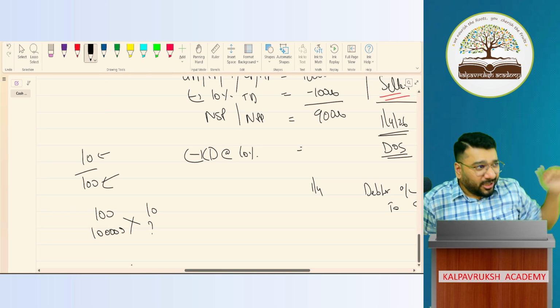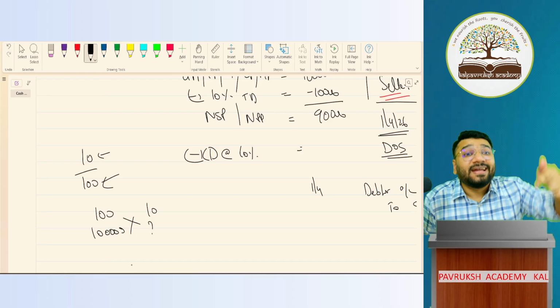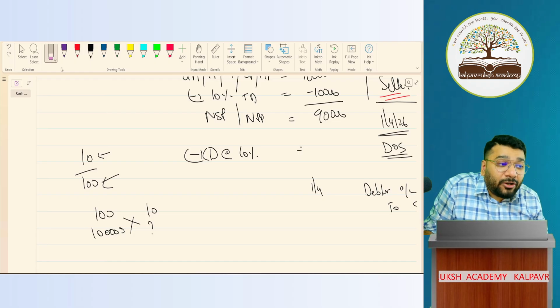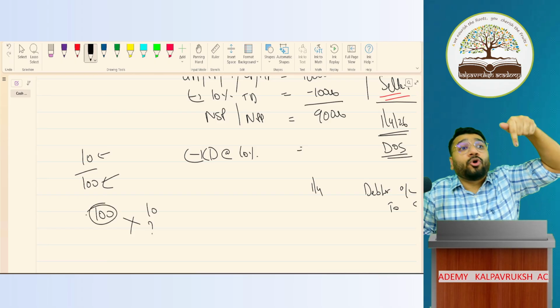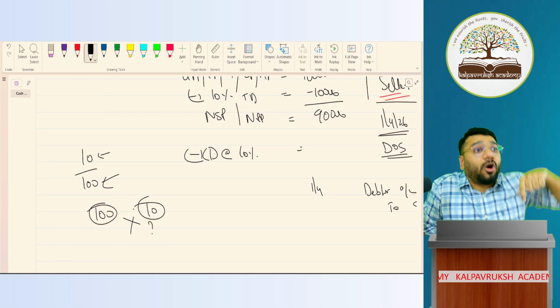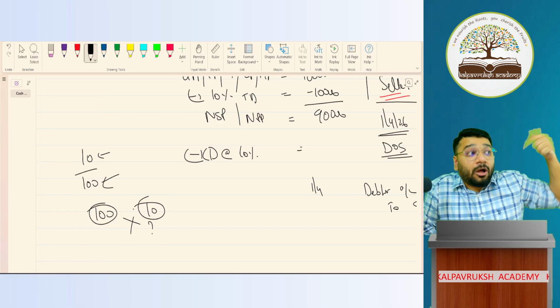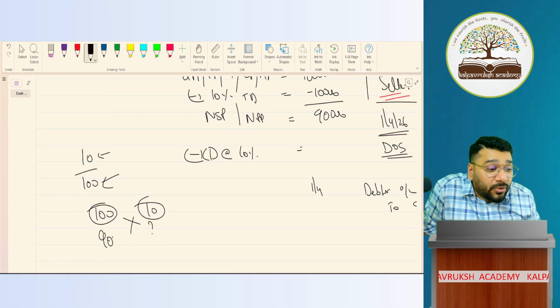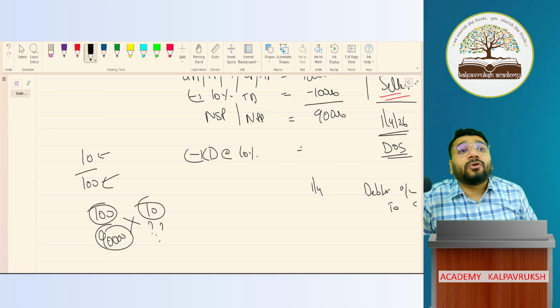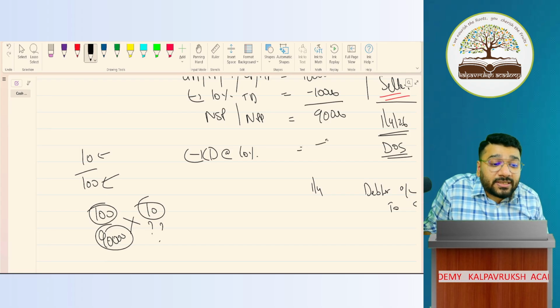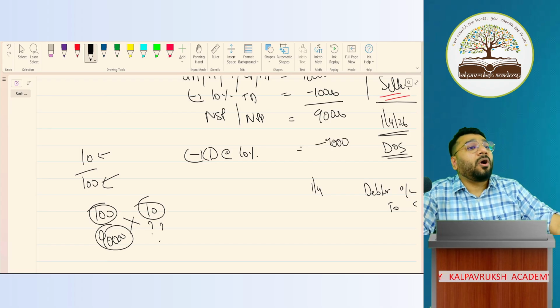But am I receiving 1 lakh? No. How much am I supposed to receive? 90,000. So is 1 lakh correct or is 90,000 correct? 90,000. So for every 100 rupees that you're going to receive, 10 should be the discount offered. But how much are you going to receive now? 90,000. So to receive 90,000, how much discount? Cross multiply: 90,000 into 10 by 100. So how much is the cash discount? 9,000 rupees. Got it? Not got it?